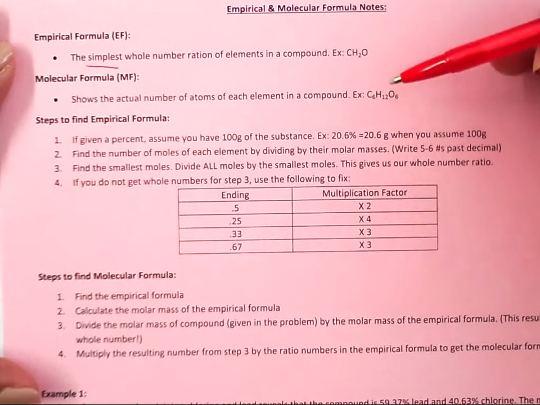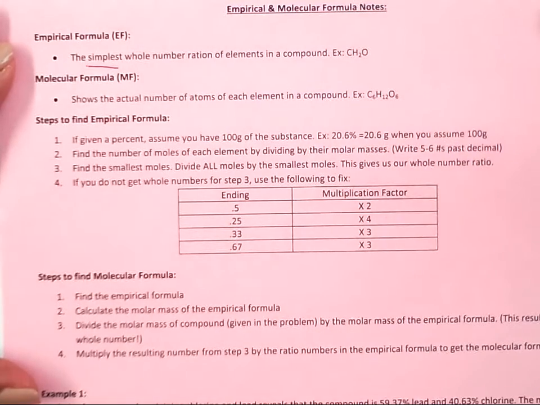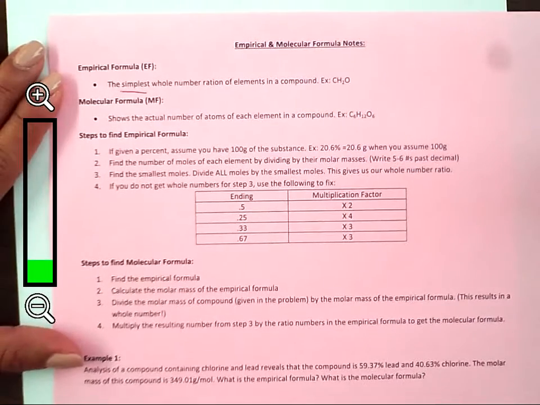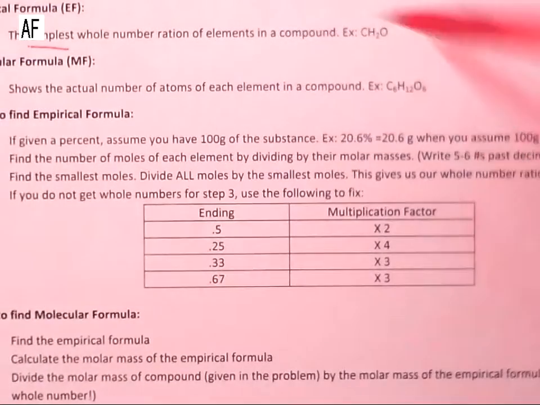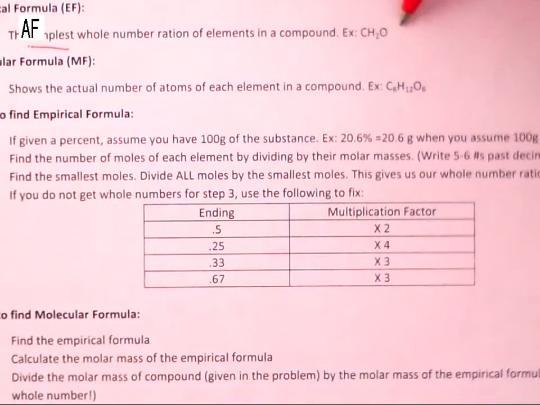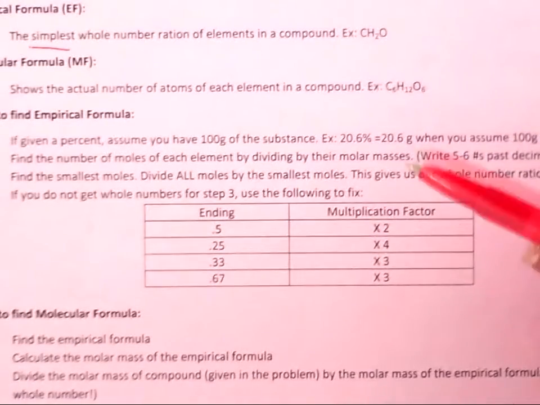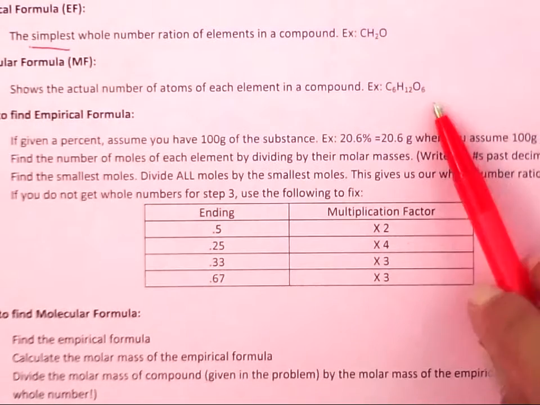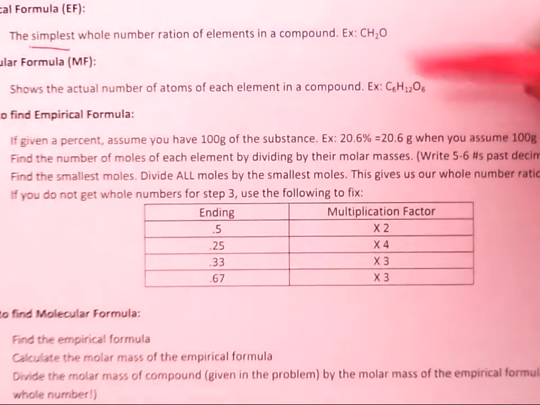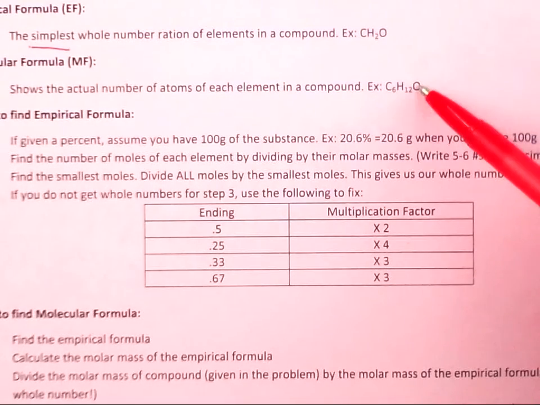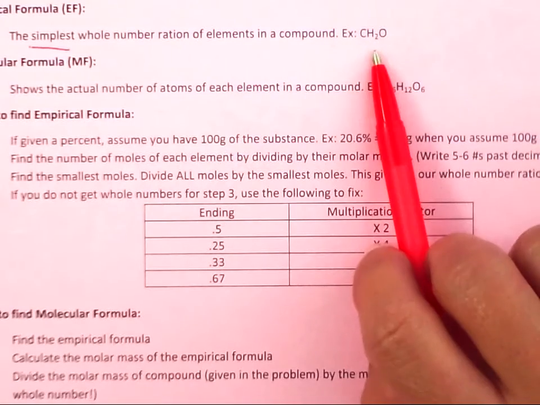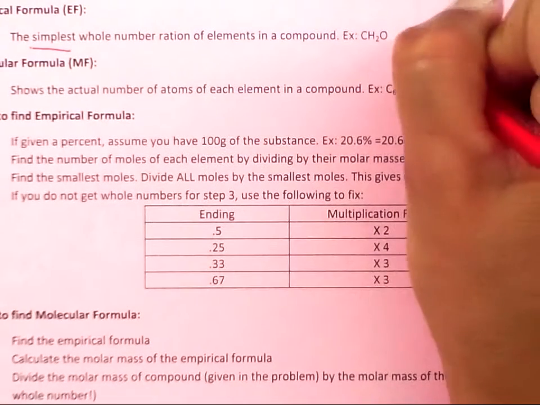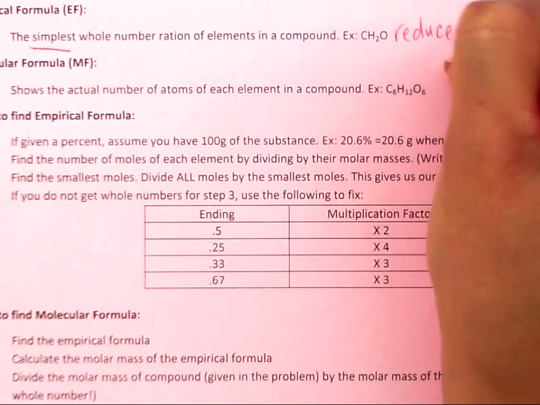I want you guys to compare these two. You see how with the empirical formula, it's the most reduced form of that molecule. We have 1 carbon, 2 hydrogen, 1 oxygen. If you compare it to the molecular formula, it's really the same ratio, except everything here has been multiplied by 6. So the empirical formula is going to always be reduced. And I would write that down. It's the one that's reduced.